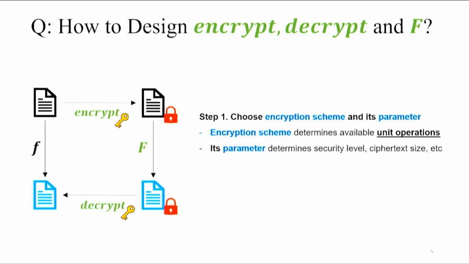Then, how can we design these three functions? It consists of 2 steps. The first one is to choose the encryption scheme that we'd like to use and determine its parameters. There are a few encryption schemes known in the world, and each encryption scheme determines available unit operations having some characteristics. For each encryption scheme, we can give parameters that determine the security level, the size of ciphertext, etc. In step 2, we write the encrypt and decrypt and also the large F function using unit operations.